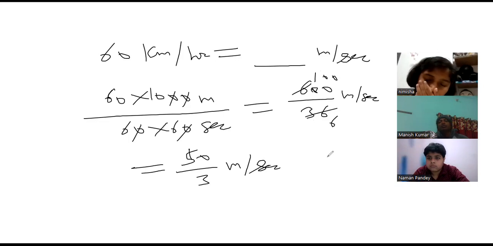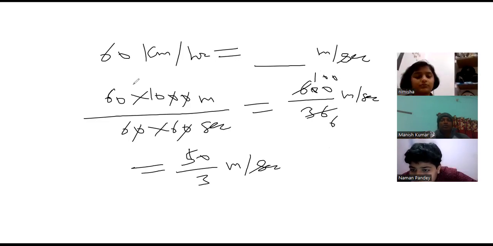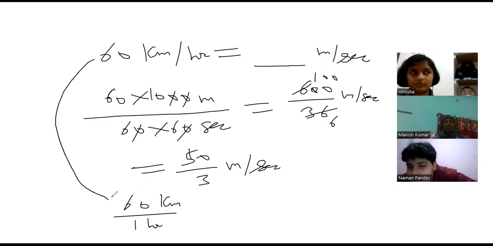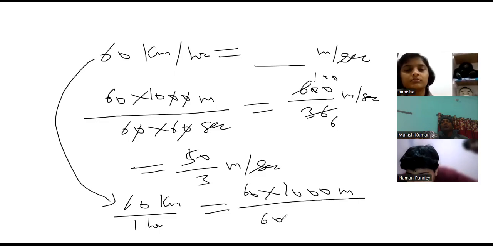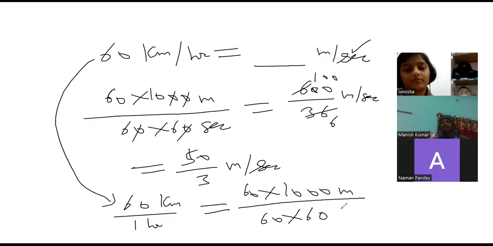Can we write like this, Naman? Yes, sir. Understood? Yes, sir. Okay. 60 into 1000 means first you have to write it as 60 kilometer divided by 1 hour. Like this you can write it, 60 kilometer per hour. Now 60 kilometer will be equal to 60 into 1000 meters, and 1 hour is equal to 60 minutes. But sir, you have to convert to seconds. So minutes will also be converted to seconds. For that, we multiply by 60, isn't it? Understood how to do it?